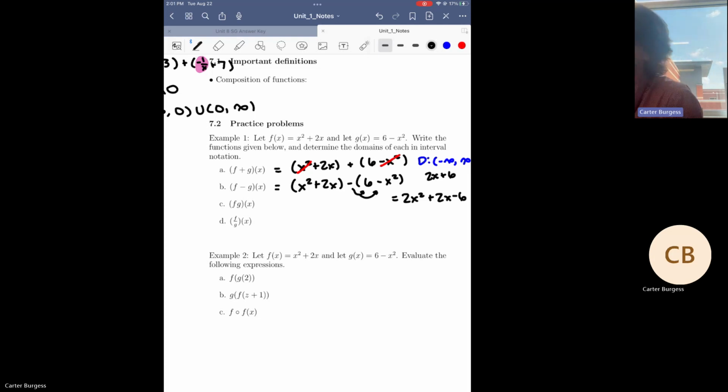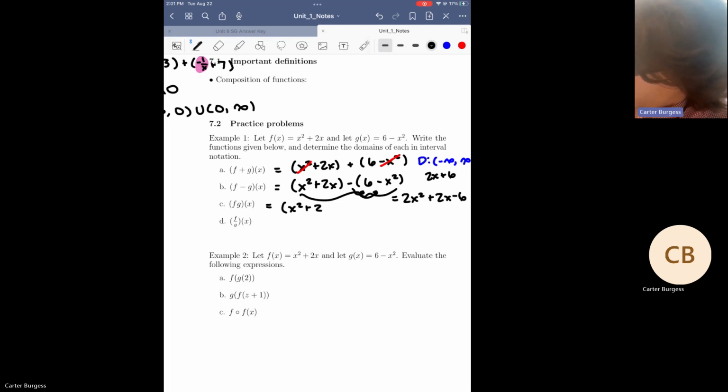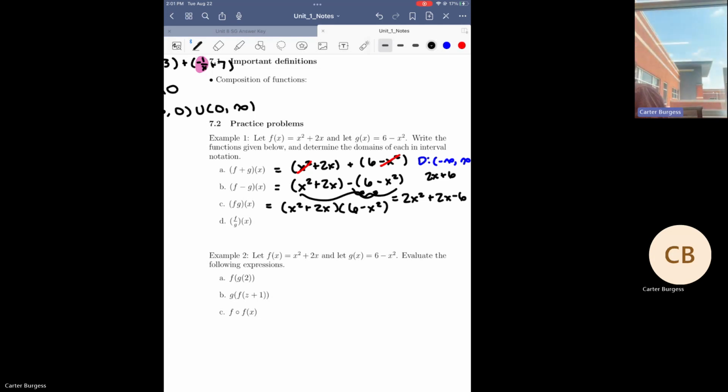But you can leave it like this, and that's fine. However you like. For f times g of x, squared plus 2x times 6 minus x squared. If you wanted to write out this multiplication, that's fine. You would do a Punnett square, and that's great. I'm not going to do that here, but you could, and that is your own prerogative if you would like to. I am perfectly happy with you leaving it like this.